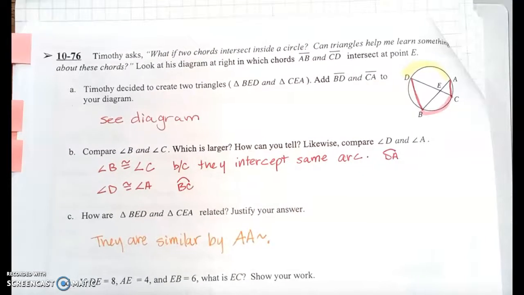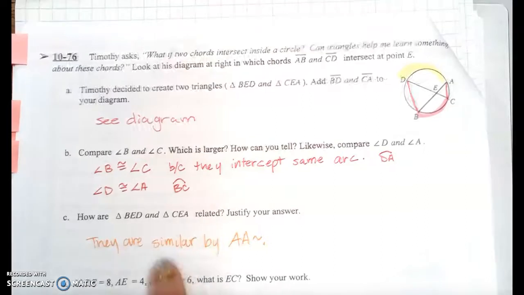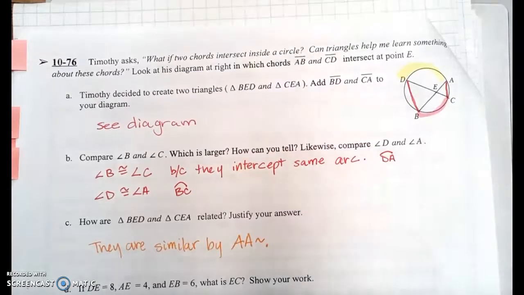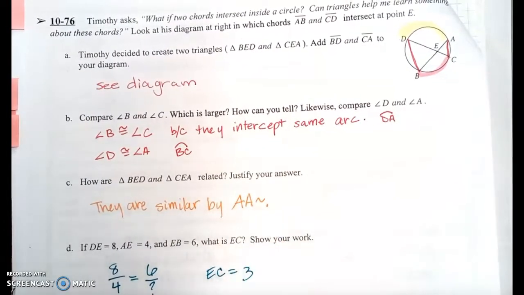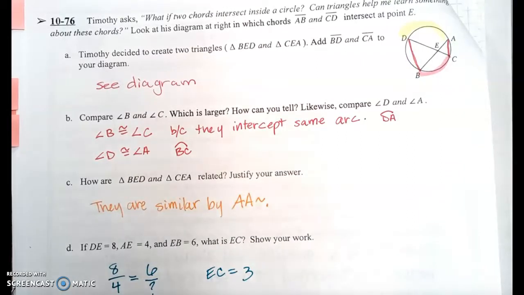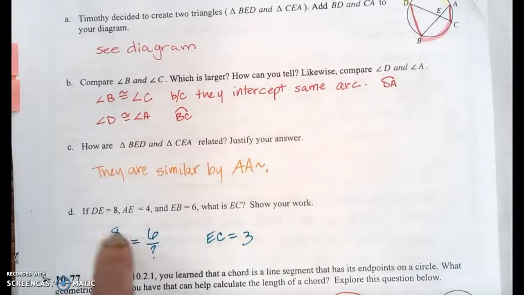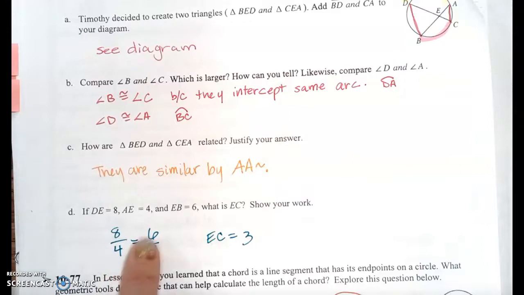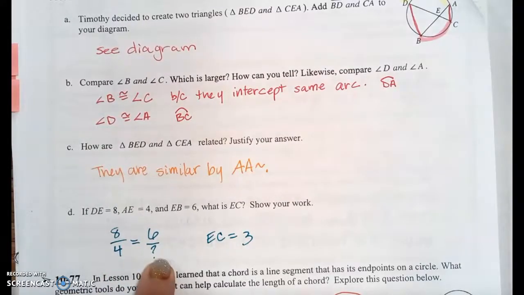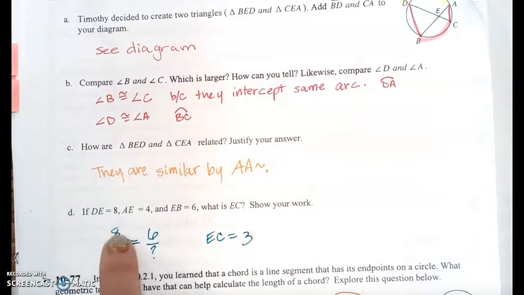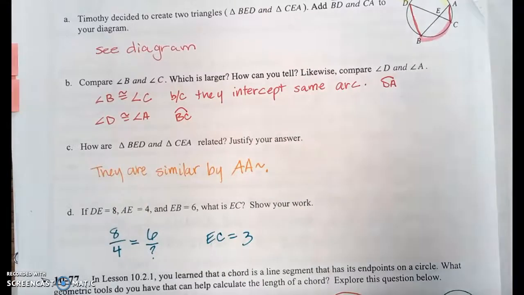Question C says, how are triangle BED and triangle CEA related? They're going to be similar by the angle-angle postulate because they both have two pairs of congruent angles. So if DE is 8 and AE is 4 and EB is 6, what is the measure of EC? So we're going to set up our proportion. We're going to put DE to AE, set it equal to EB to the missing side. Then we're going to do the cross product, which gets us 24, divided by 8, which means that EC is 3 units.